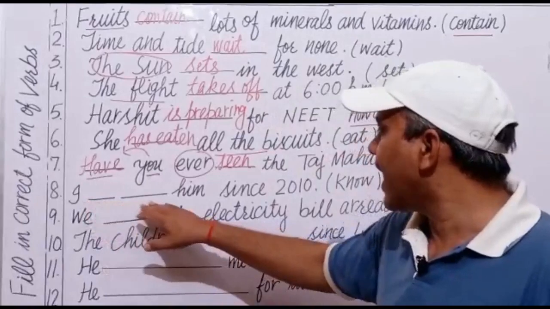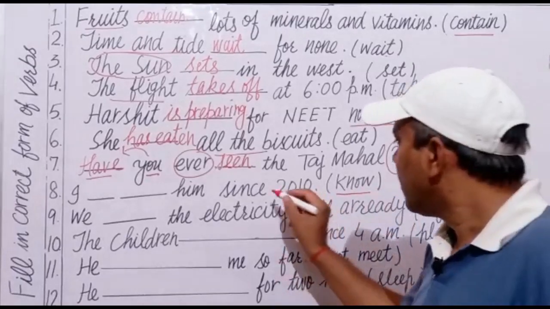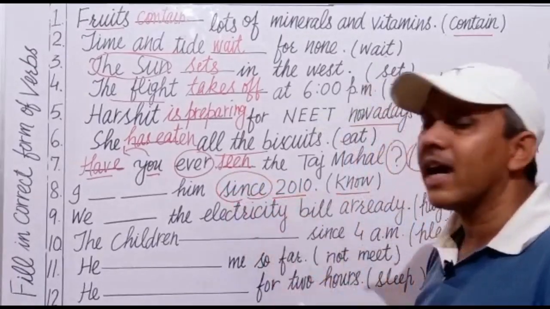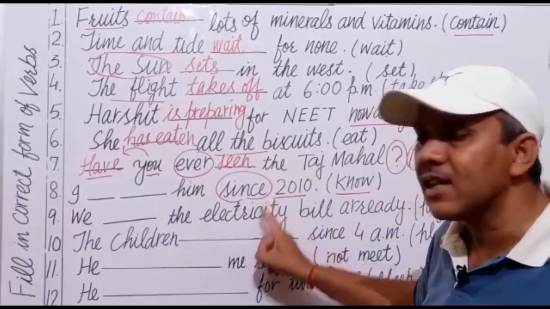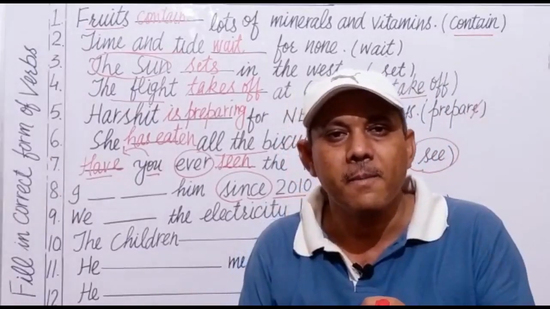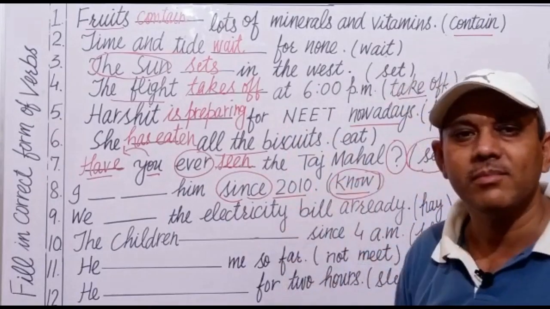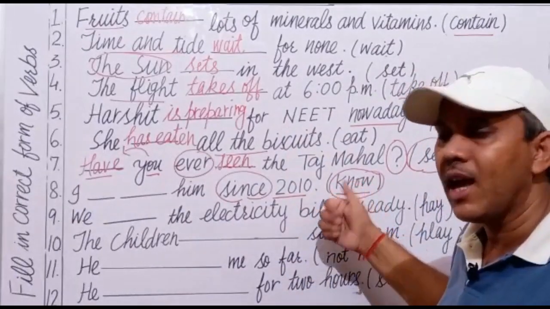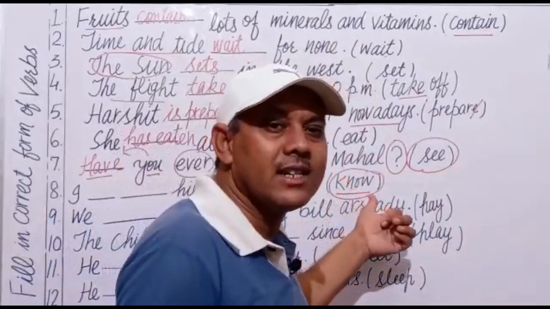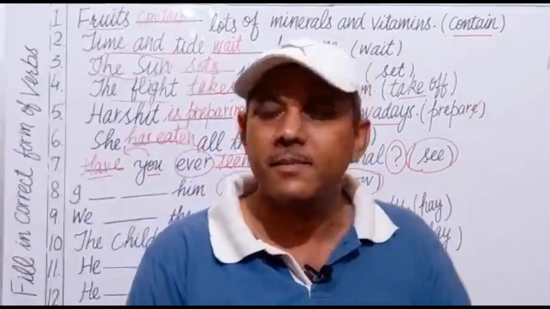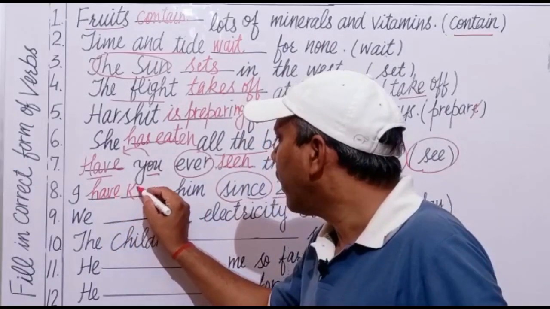Next is: I dash him since 2010, and the verb is know. First of all, the keyword is since, a time phrase. Here the time phrase has been given. It means this is present perfect continuous tense. But in this sentence, this is a stative verb, a feeling verb, and we can't add ing to this verb. So we can't write this sentence in present perfect continuous tense. We shall write, I have known him since 2010.